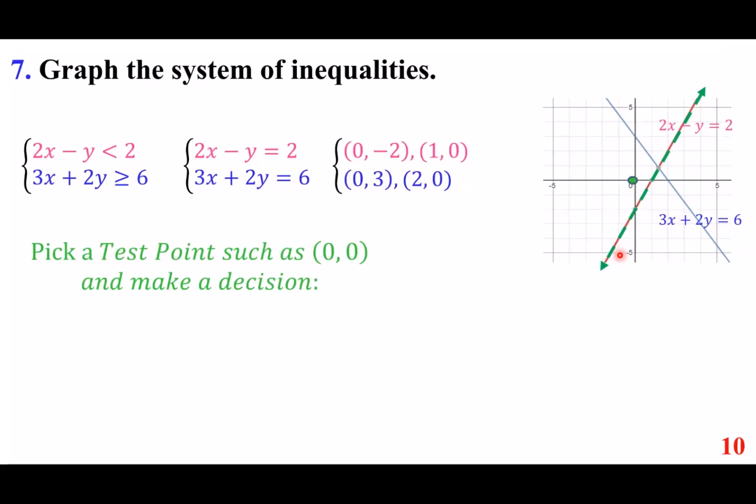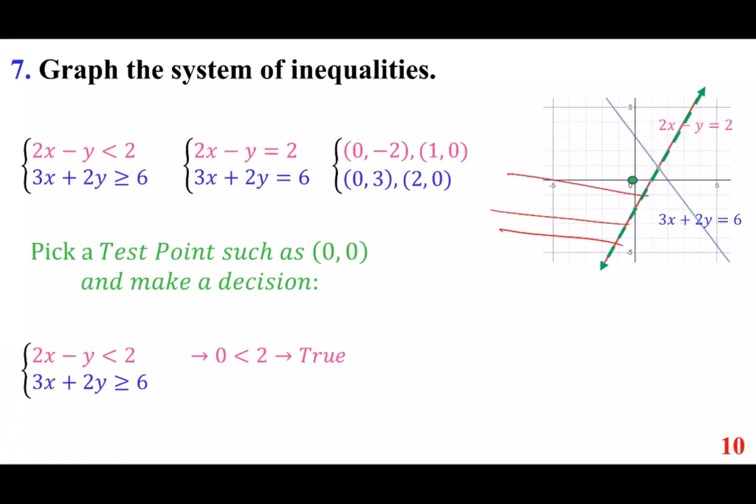And you check with each one. So if I put 0, 0 here, 0 less than 2, that's a true statement. 2 times 0 minus 0, that's a true statement. So I'm looking at the red line. So 0, 0, that works. So I'm going to shade this region. That means this side. I'm just looking at the red line, which now is shaded, a dashed green.